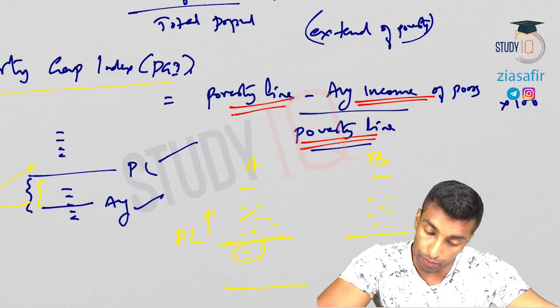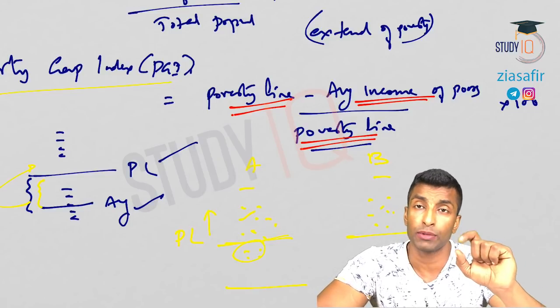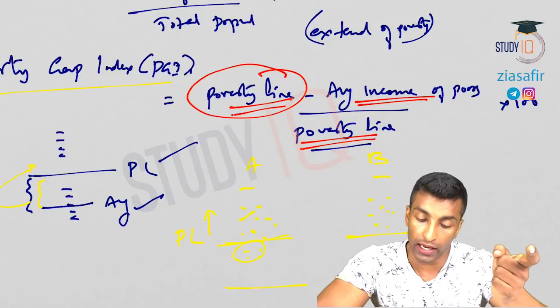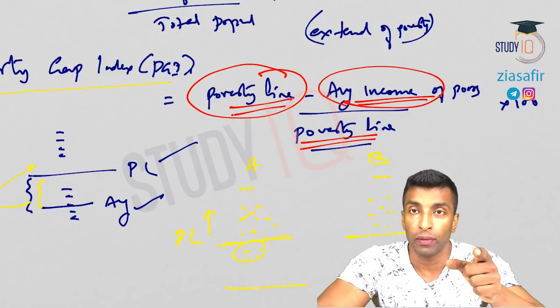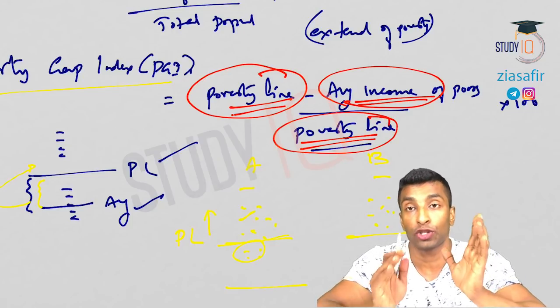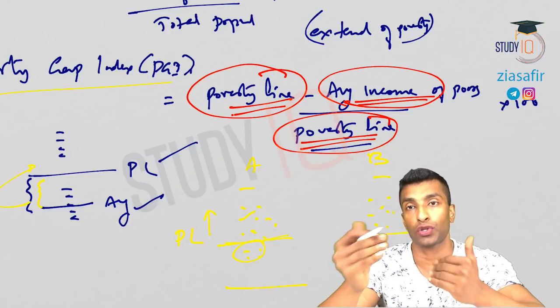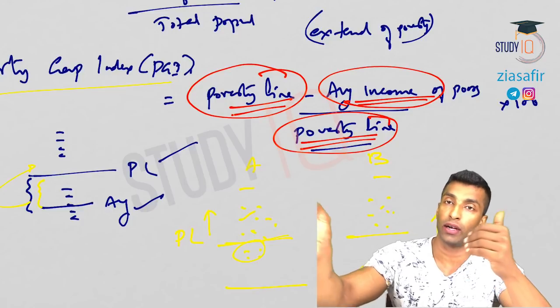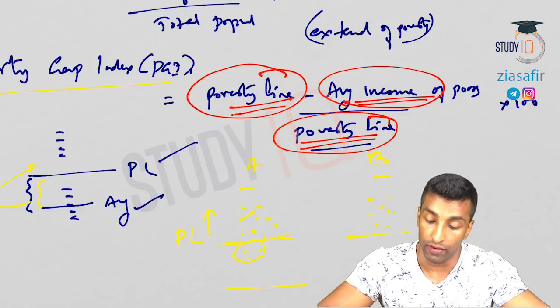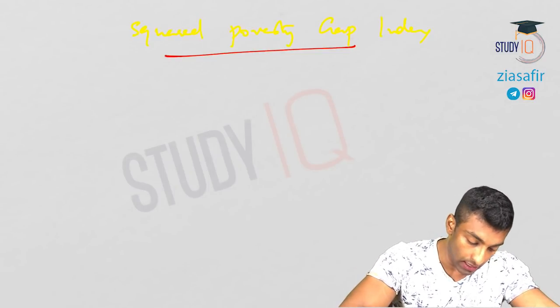Now what you need to do is take the poverty gaps for individuals. That means, instead of the average, poverty line minus poor 1 divided by poverty line, then square it. Then again poor 2, square it. Poor 3, square it. Poor 4, square it. Poor n, square it, and divide by n. Take the average. Let me show you how it is done.